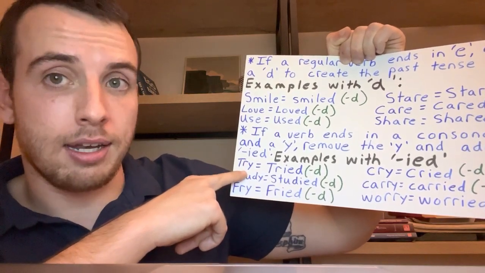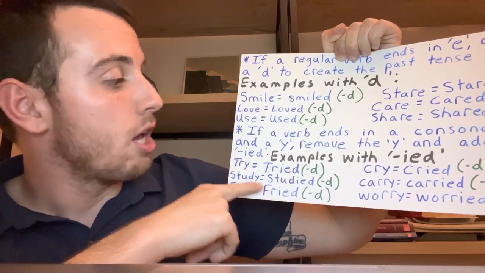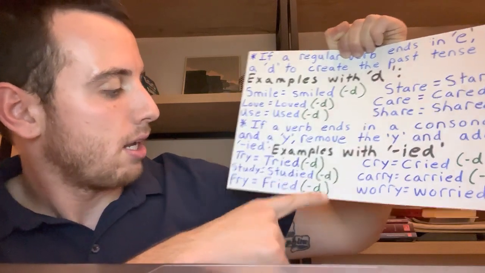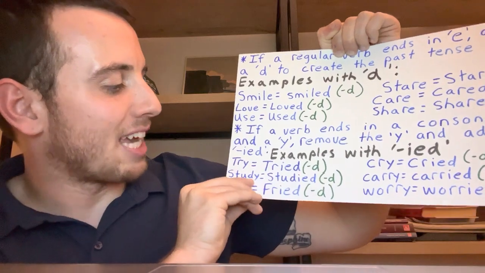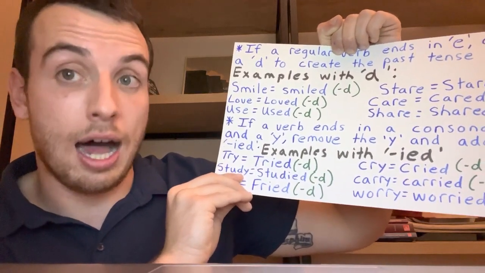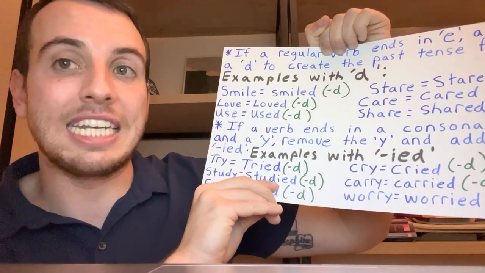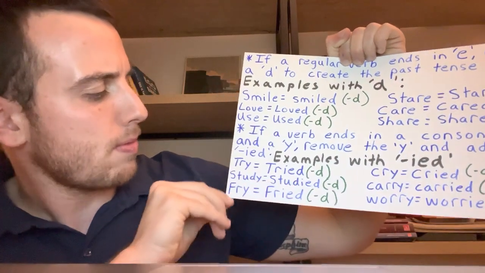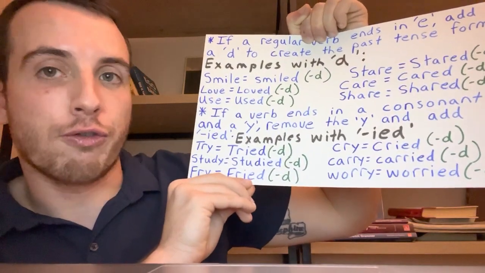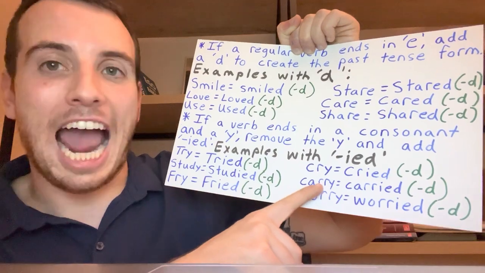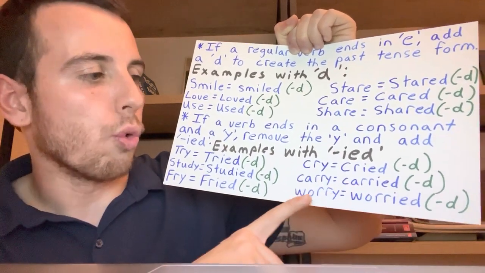So, for our first example, try. R is a consonant followed by a Y. So we drop the Y and add I-E-D. Tried. Study, the second to last letter is a D, which is a consonant followed by a Y. So we drop the Y and it becomes studied, I-E-D. Fry becomes fried. Cry, cried. Carry, carried. Worry, worried.